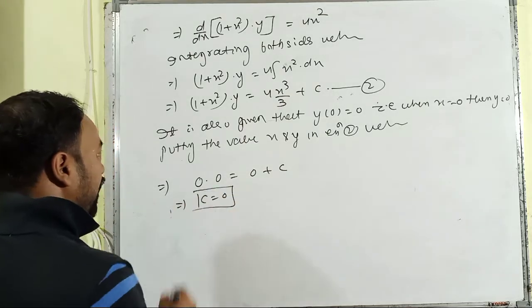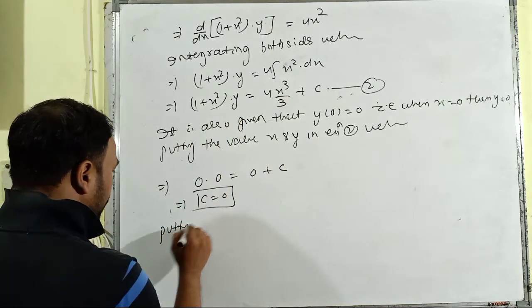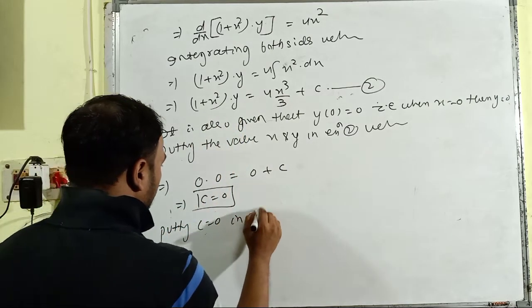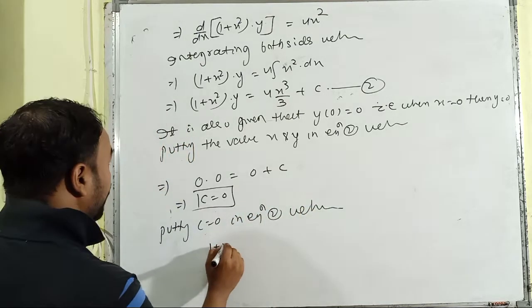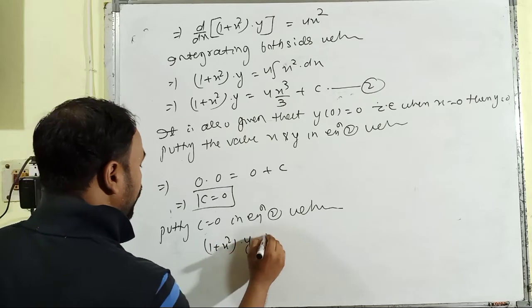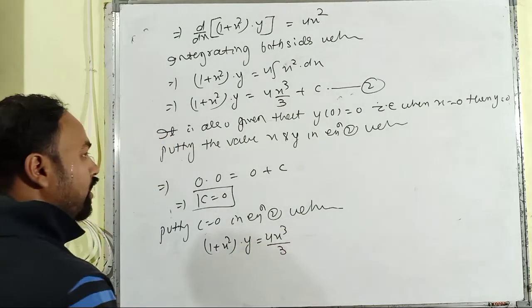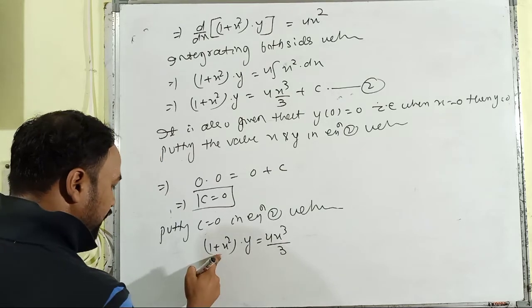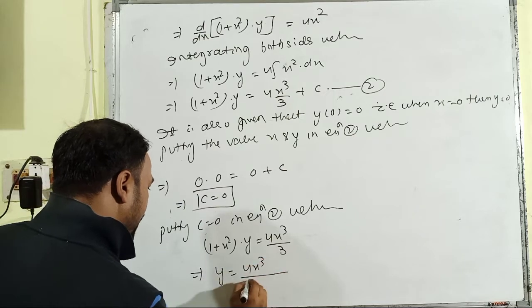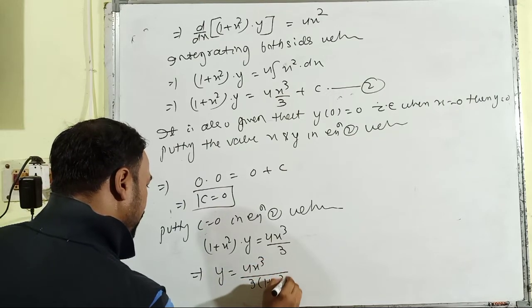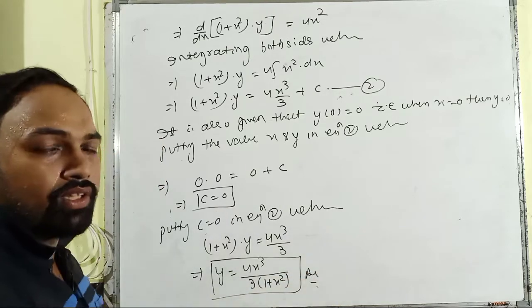And now you can put again the value of c in equation number 2. Putting c is equal to 0 in equation 2 we have 1 plus x square multiplied with y equal to 4x cube divided by 3 plus 0. So no need to write down here 0, just taking this 1 plus x square to the right hand side, it will be 4x cube divided by 3 into 1 plus x square. So this is the final answer of the problem number 3.